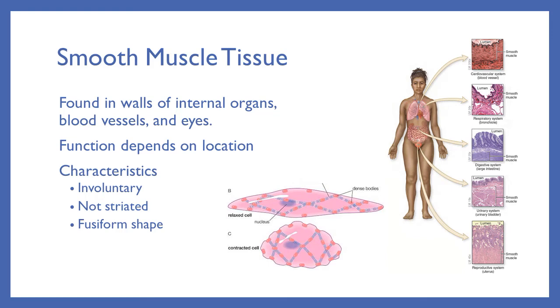This is a smooth muscle cell. Smooth muscle cells are the ones that we find in the walls of our internal organs, our blood vessels, and our eyes, and their function depends on where they're located, but these guys are involuntary and they lack striations. This picture that shows the narrowed ends and the big middle is an example of a relaxed smooth muscle fiber. When it contracts, it just gets smaller.